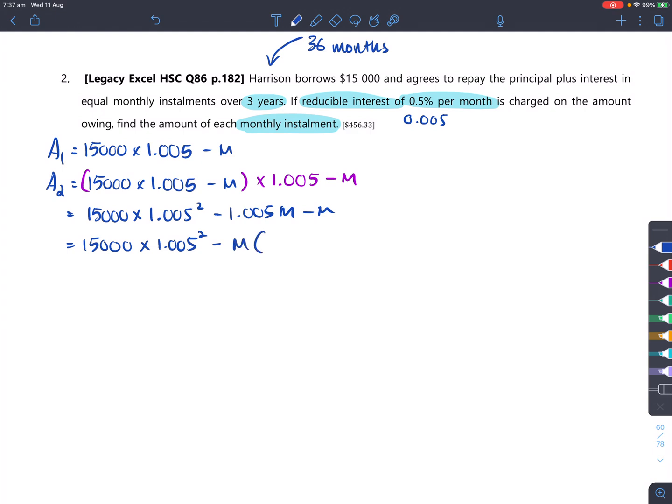Minus M, the bracket 1 plus 1.005, like that, and you know that this is going to increase by 1 power. Okay, so we're going to go on to A36. So we're going to start off with 15,000 times 1.005, but to power 36, because this is the same number as this number. And we're going to carry on and write minus M, bracket 1 plus 1.005. Now if we have a look over here, the power of 1 is 1 less than this number. So 1 less than this number would be the number 35. So I'm going to increase this by 1 power.